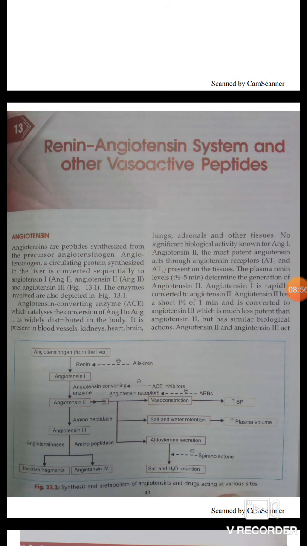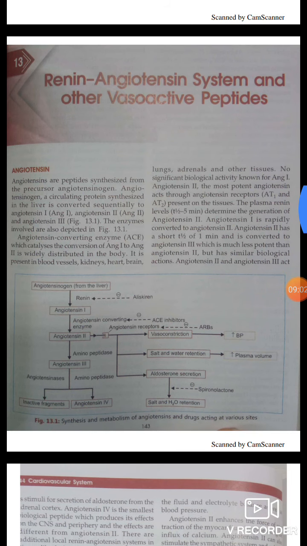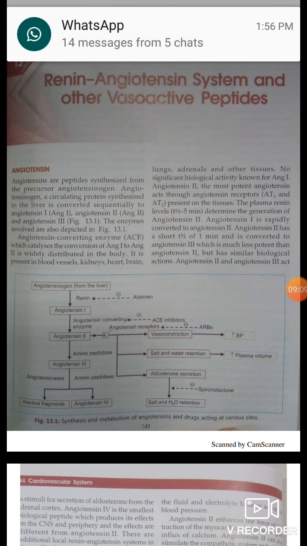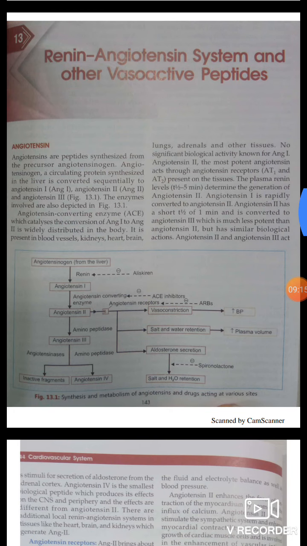Angiotensin is one type of peptide, right, which is synthesized from the precursor angiotensinogen, and this angiotensinogen arises from the liver. This angiotensinogen is converted into angiotensin 1 with the help of the renin enzyme. The name of the enzyme is renin, right? So this is the first step of angiotensin synthesis, right?